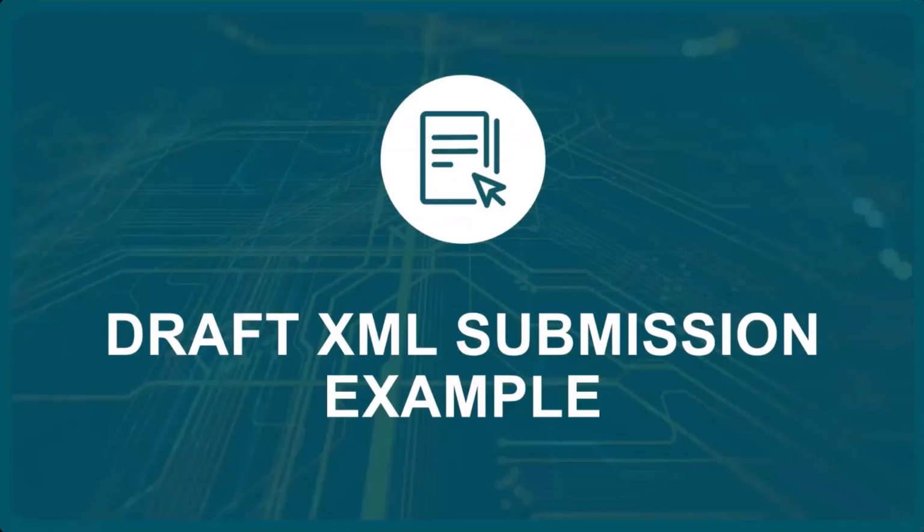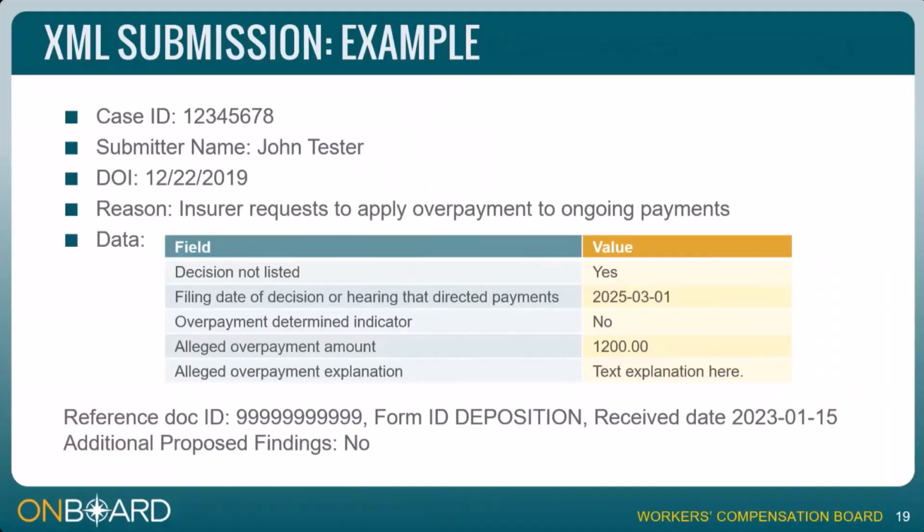Now what we're going to do is walk you through a draft XML submission. In this example, you'll see a case ID of 12345678. You'll have a submitter's name, the date of injury, the reason, insurer request to apply overpayment to ongoing payments, and some of the corresponding data, including the decision, filing date of decision or hearing that directed the payments, overpayment yes or no, alleged overpayment amount, and the explanation. That'll be a free text field for you.